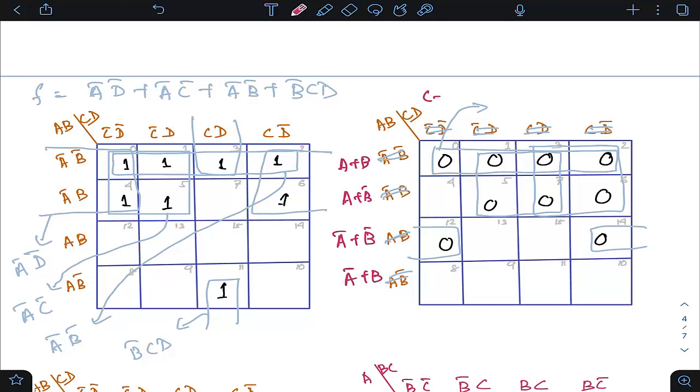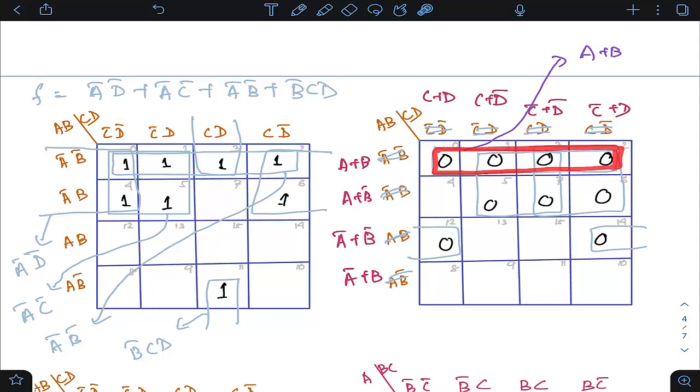So here it is C plus D, this is C plus D bar, this is C bar plus D bar, and this is C bar plus D. Right? So now, for this, what you get from the row is a plus b, because this one is under every column, so I don't have anything common for all the four columns simultaneously. So the row value is constant, a plus b.